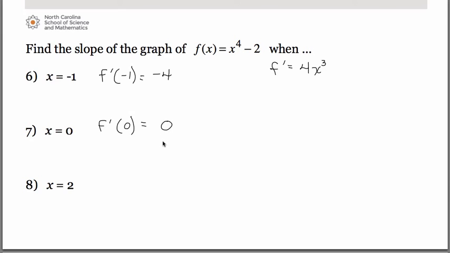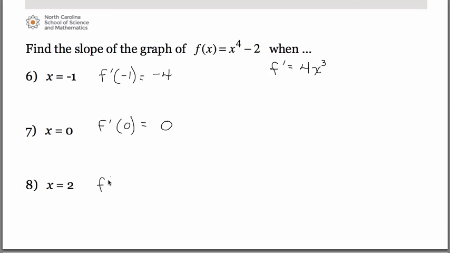Now think for a second about what that's going to imply, and we're going to look at the graph in a minute. If that has a derivative, a slope of 0, that means it's a horizontal tangent line. All right, so we'll check that out in a couple minutes on the graph.